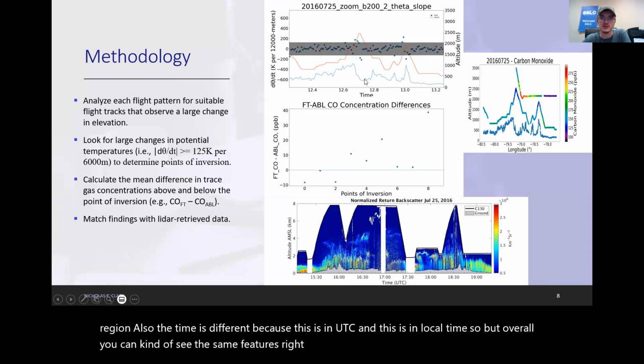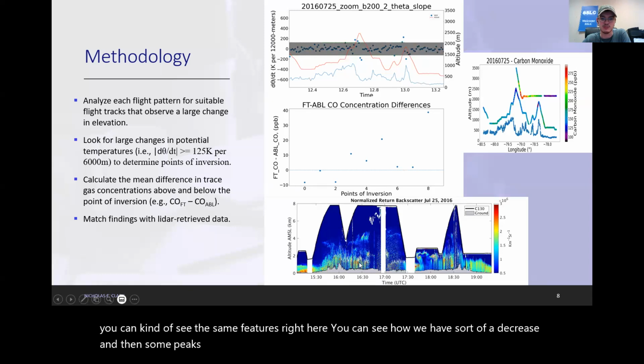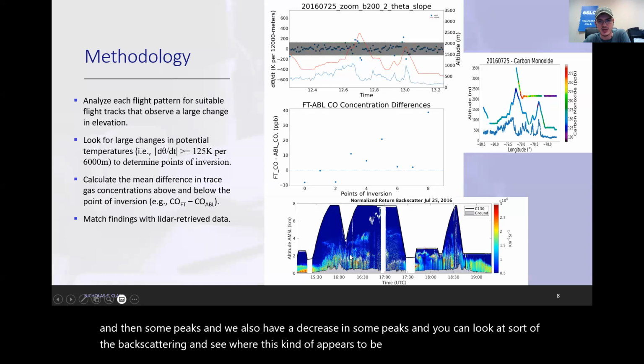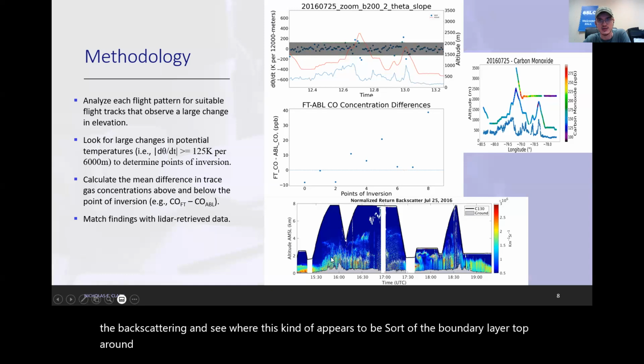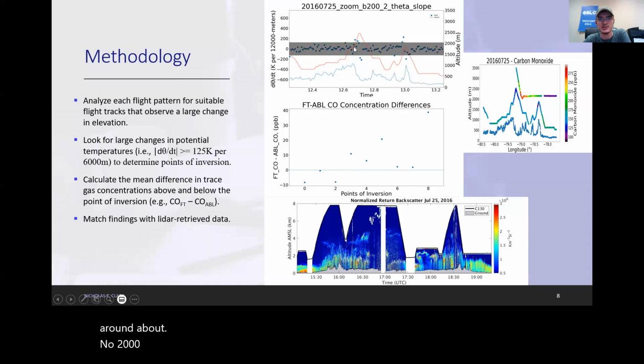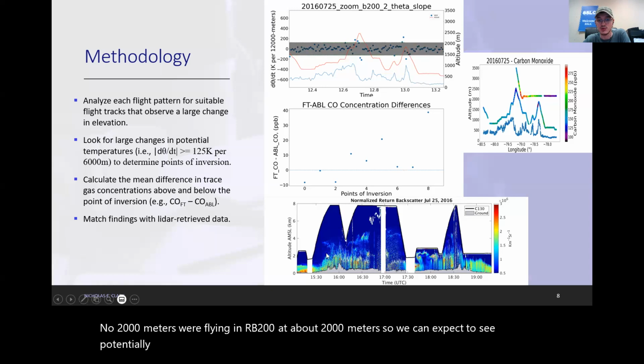You can see how we have a decrease and then some peaks, and we also have a decrease and some peaks. And you can look at the backscattering and see where this appears to be the boundary layer top, around about 2,000 meters. And we're flying in our B200 at about 2,000 meters, so we can expect to see potentially some crosses.